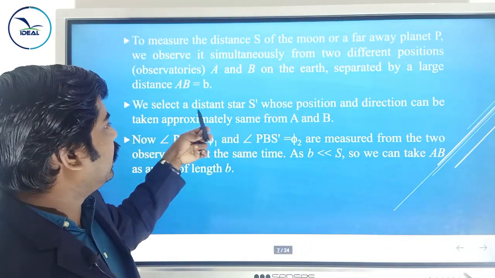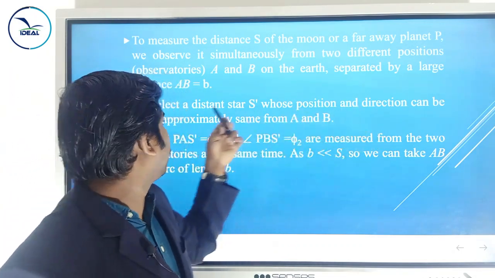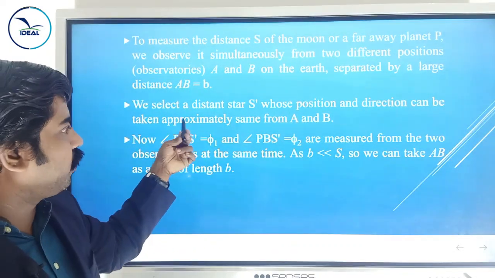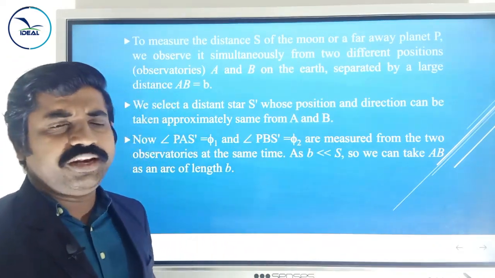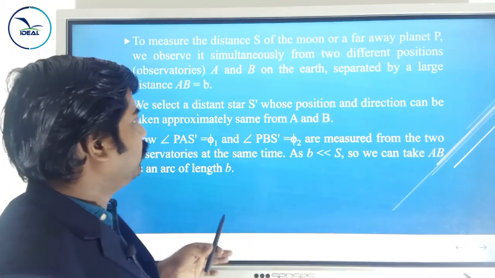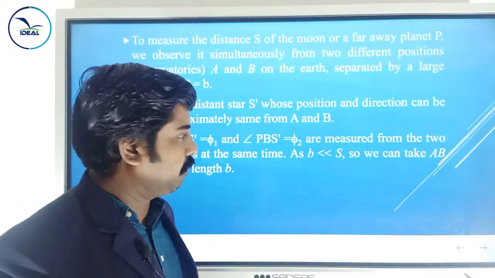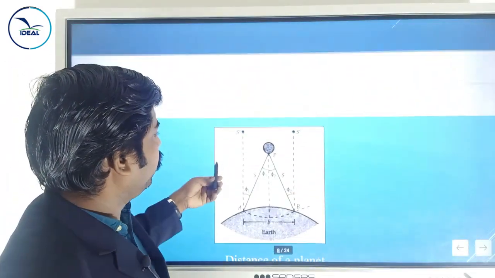So we select a distant star S dash whose position and direction can be taken as approximately the same from A and B. We are taking two stars or any one. So their distance is approximately the same, so their angles, like that you can see here.